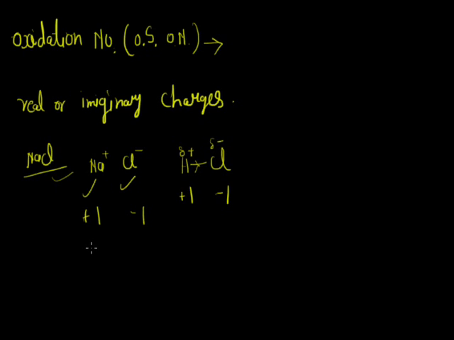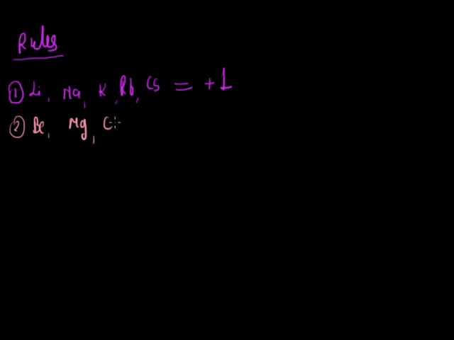Now, we use some rules. With the help of these rules, we can find the oxidation number for any unknown element. So first we discuss the rules for finding the OS of any element. The first rule: first group elements like lithium, sodium, potassium, rubidium, cesium all have OS plus 1. The second group elements like beryllium, magnesium, calcium, strontium, barium all have OS plus 2 in their compounds.